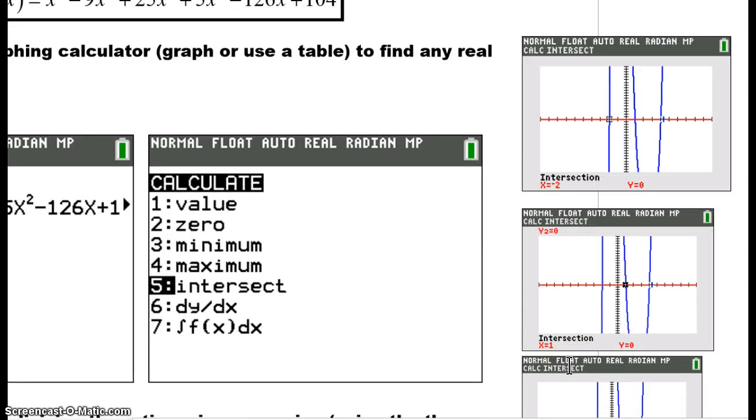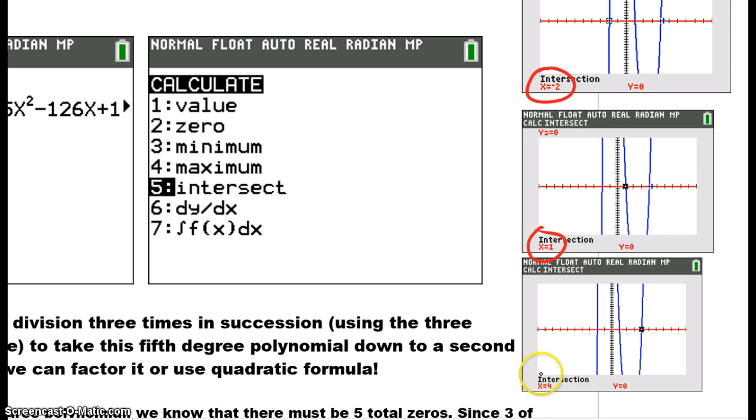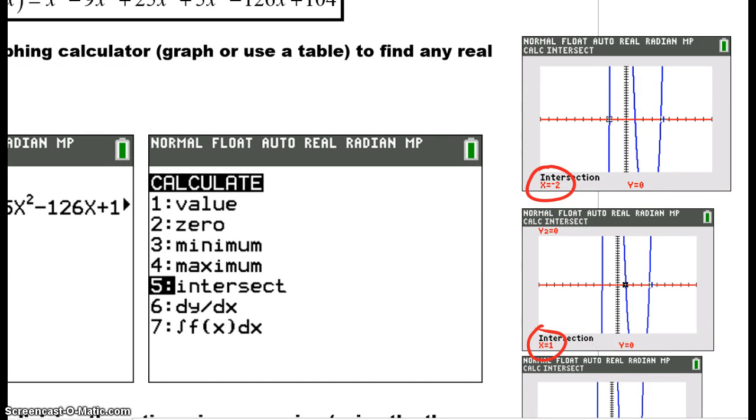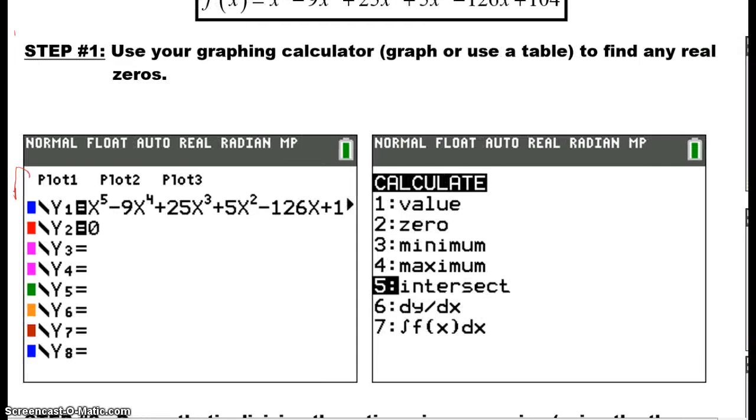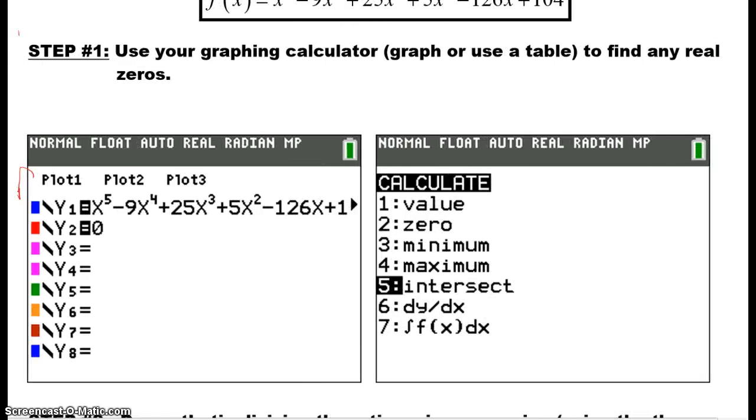And what you'll notice is I actually found 3 of them. I found that one of them occurs when x is -2, one of them occurs when x is +1, and the other one occurs when x is 4. And what you notice is those are the only 3 times that my graph crosses the x-axis. That means those are the 3 real roots, which also must mean that I have 2 more, or a pair, of roots with non-real parts.